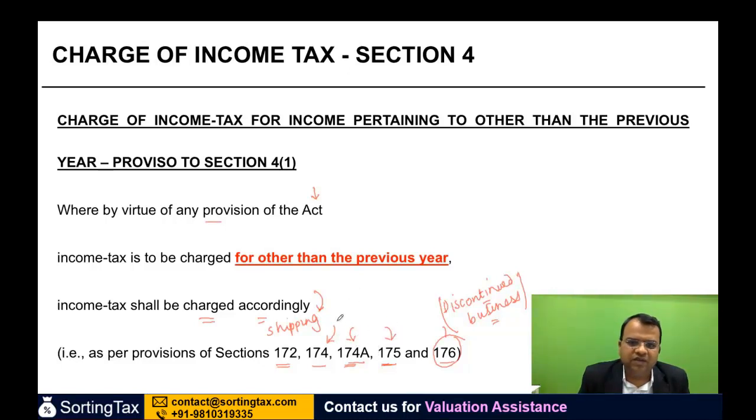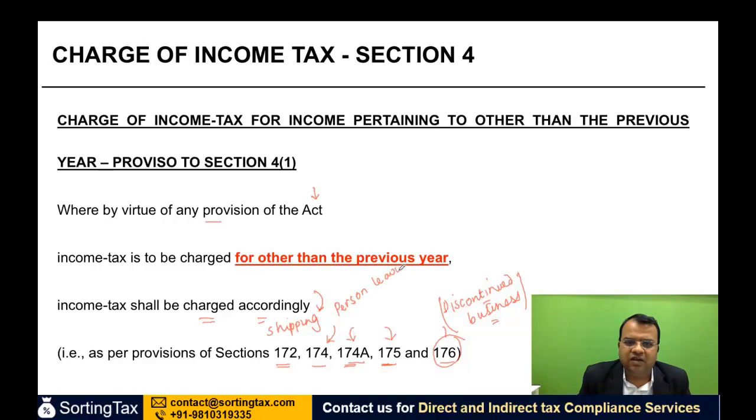So in case of 174, it is in case of a person who is leaving India. You obviously want to collect the taxes upfront. There may be certain associations of persons or bodies of individuals who may be formed for a particular purpose. The purpose is over, they may or may not exist. All these cases are to protect the interest of revenue.